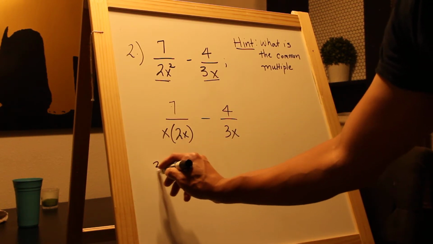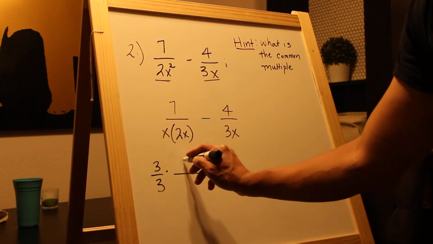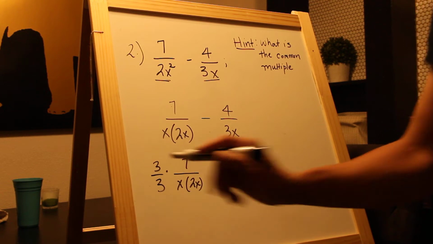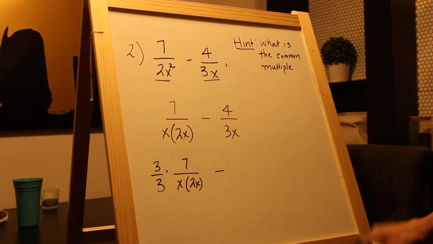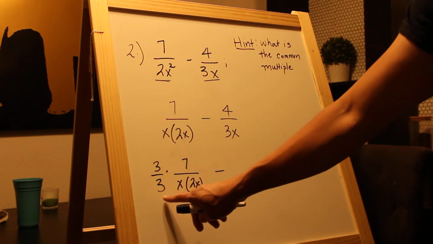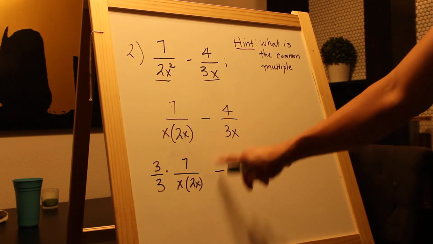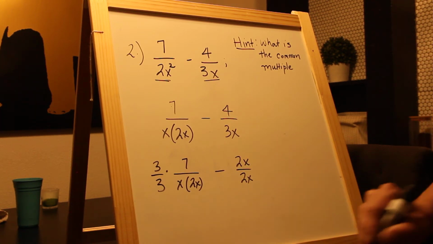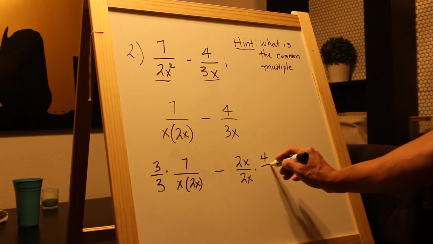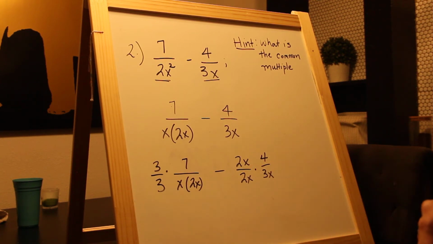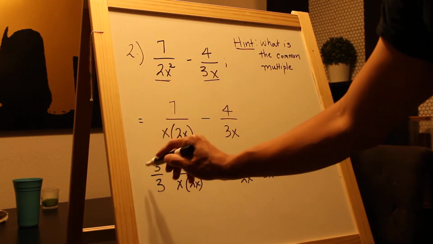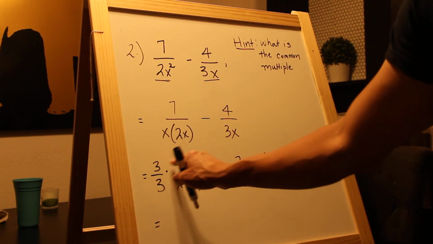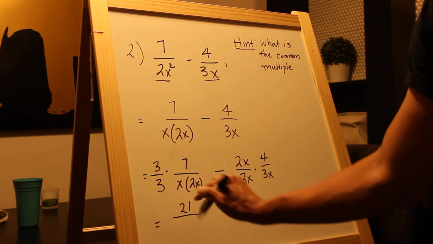So then I'll have 3 over 3 times 7 over x times 2x. Minus, now, if I look at this here, this 3 times x will look like this. What I'm missing is a 2x, so I'm going to multiply this by 2x over 2x times 4 over 3x.